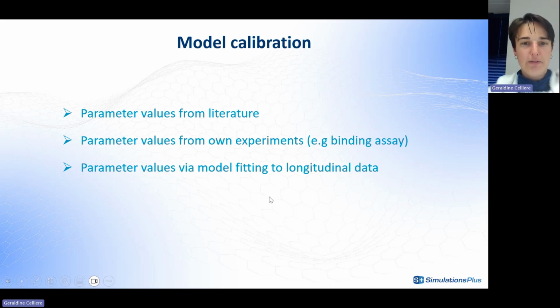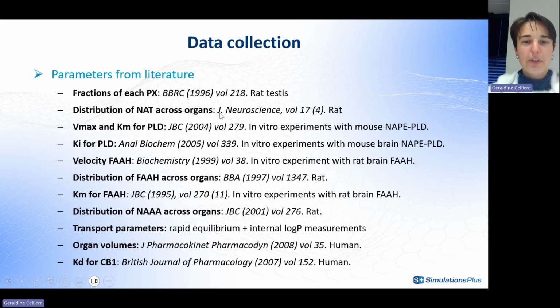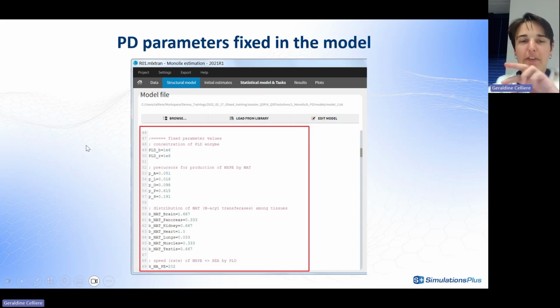Let's first have a look at what we can find in the literature. And actually here I have an overview of everything that we could find in the literature. So that's especially Vmax and Km for the enzymes, also the distribution of enzyme across different organs. As you can see, quite often we have data from rat or mouse, but not human. But that's what we can take at least as a first case. So basically, for all these parameters, instead of having them in the input line of the model, I'm going to have them defined directly in the body of the model with the name of the parameter and its value.